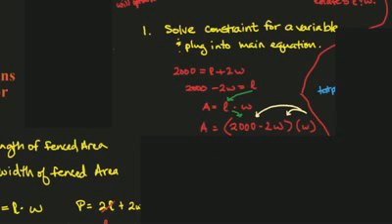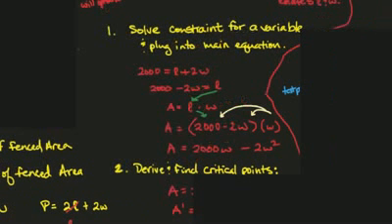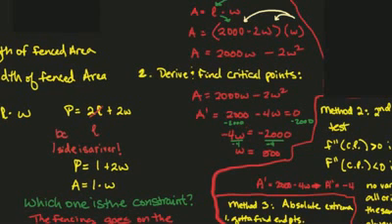All right, so step 2, derive and find your critical points. When you do that, you're going to get 2,000W minus 2W squared becoming 2,000 minus 4W, just bringing that down. Derivative of a number times a constant is just that number. Subtract the 2,000 on both sides, divide by -4, you get W equals 500. Okay? All right.